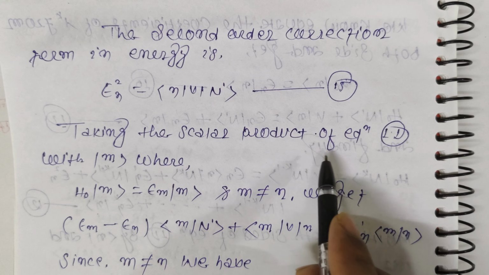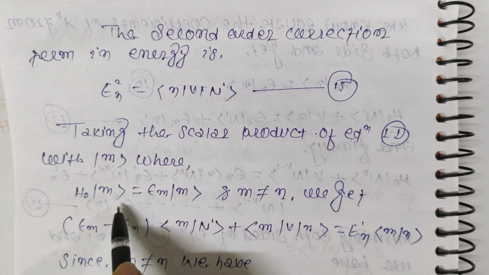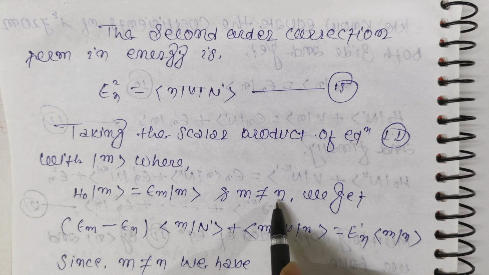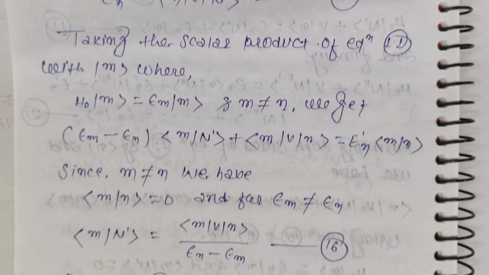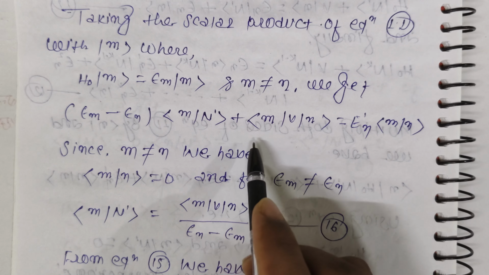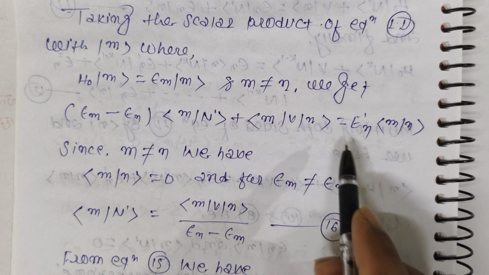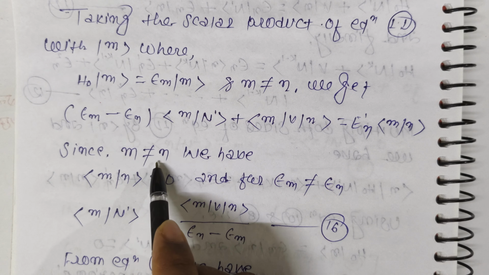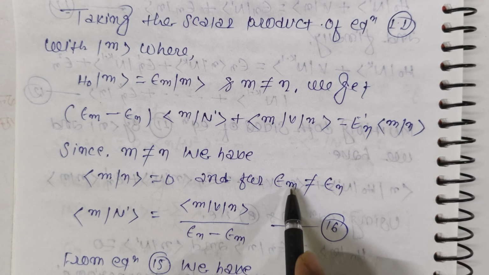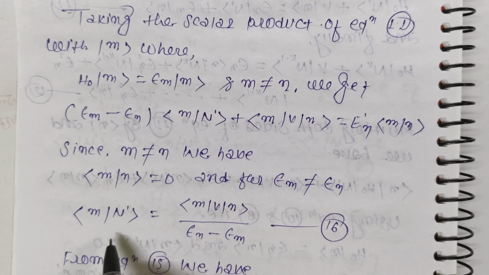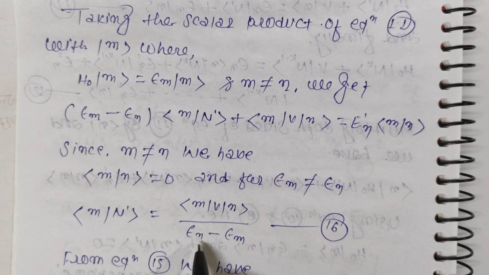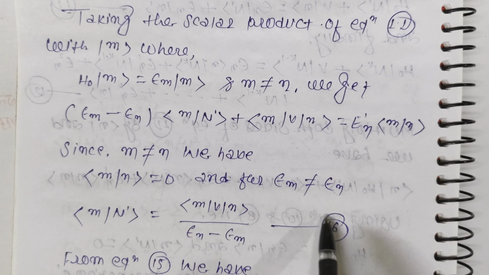Taking the scalar product of equation 11 with <m|, where <m|H naught is equal to Em <m| and m not equal to n, we get (En minus Em) <m|n1> plus <m|V|n> is equal to En1 <m|n>. Since m not equal to n, we have <m|n> is equal to 0, and for Em not equal to En, <m|n1> is equal to <m|V|n> by (En minus Em). This is equation 16.